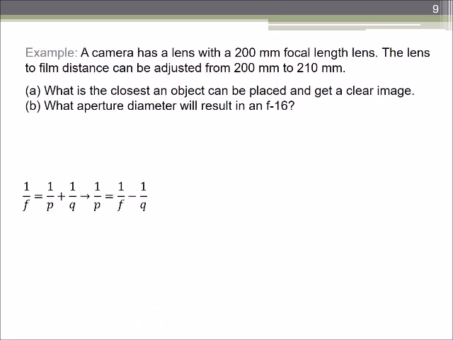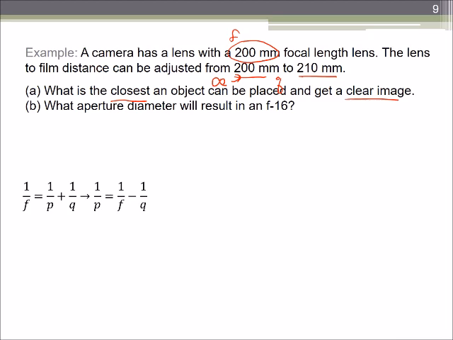Now we're going to look at a little simpler problem, one that's more indicative of what you would see on homework or an exam. So here we have a camera with a 200mm focal length lens, and the lens and film distance can be adjusted from 200 to 210. And we want to figure out what's the closest an object can be placed to get a clear image. So the first thing to do is figure out which one of these numbers we want to deal with. Well, since the focal length is 200 millimeters, these are our q's, then if something is at infinity, it's going to be at 200 millimeters.